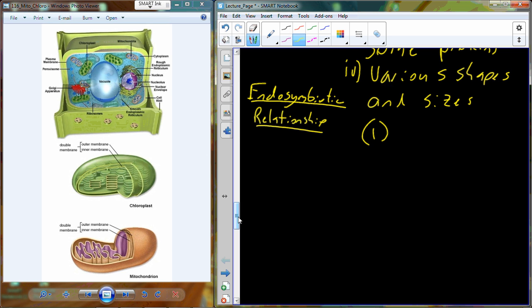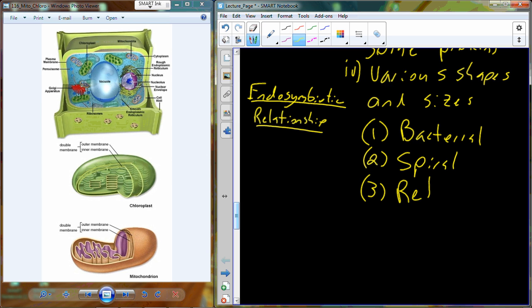In addition, they said it's bacterial shaped. And so it looks like a bacteria. It must have been a bacteria at one time. Well, admittedly, there are mitochondria that are, in fact, bacterial shaped. However, what we're beginning to realize is that there's also mitochondria that have a spiral shape, especially the mitochondria that are associated with the flagella of the mammalian sperm cell. There's also examples of mitochondria that have a reticular shape. So they look more like the endoplasmic reticulum in the Golgi complex.